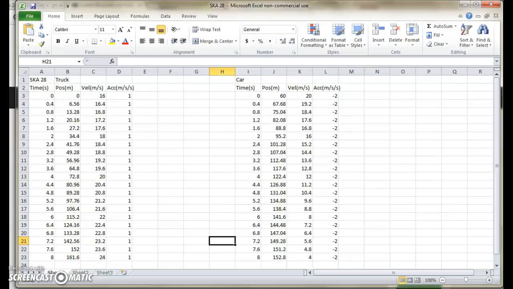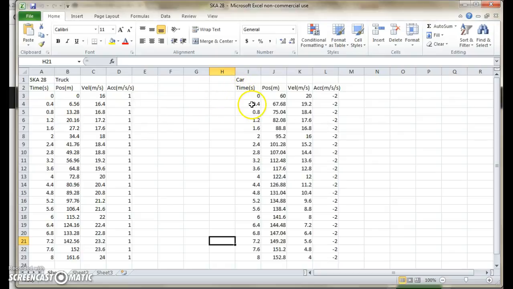Okay, so this is my Excel spreadsheet for our spiral kinematics activity 28. On the left, I have all of the values for the truck, and on the right, I have all of the values for the car. So the first thing, I put in the initial values for the truck. Time was 0, position was 0, the velocity was 16, and the acceleration was 1.